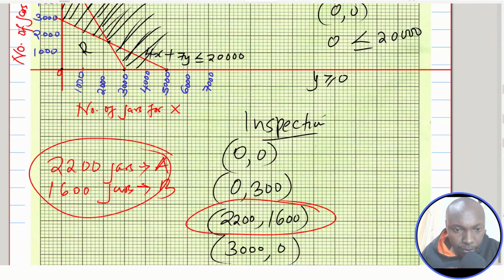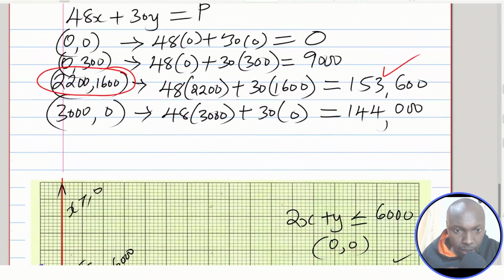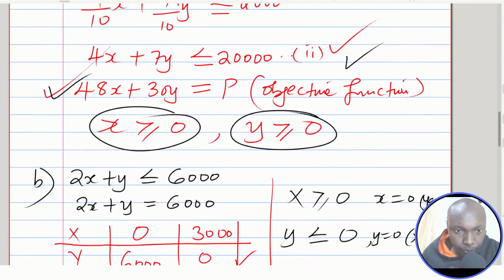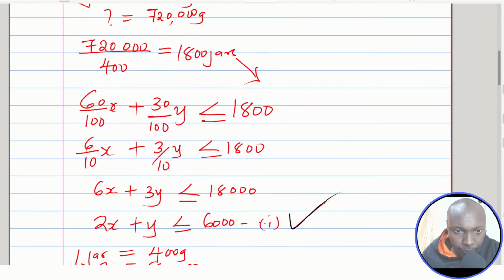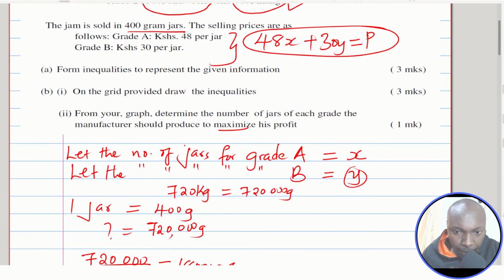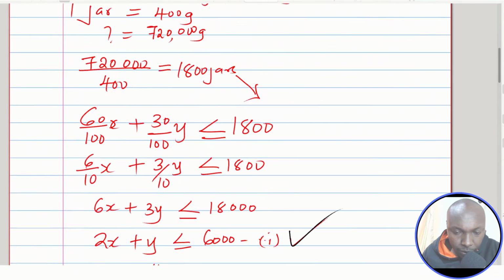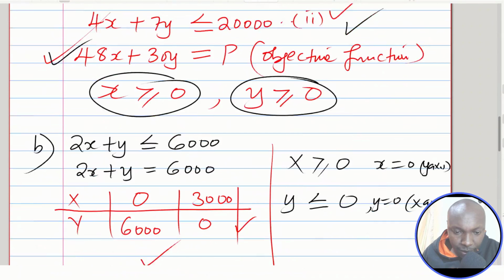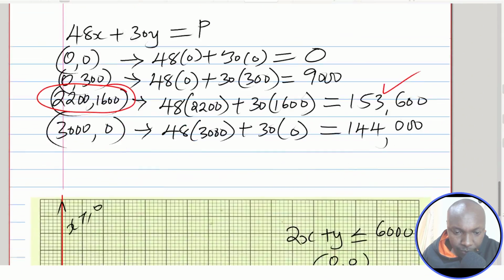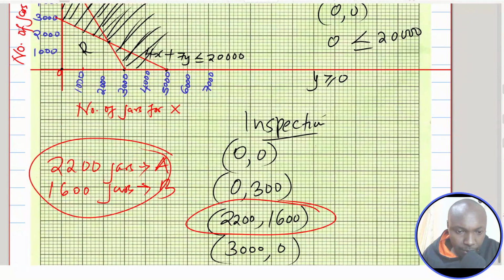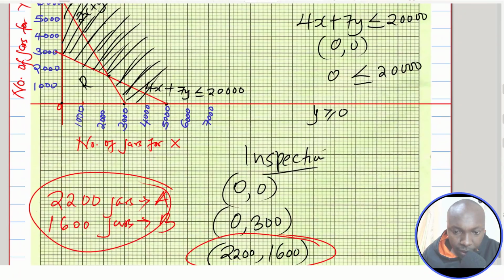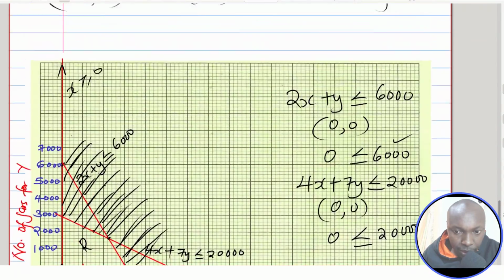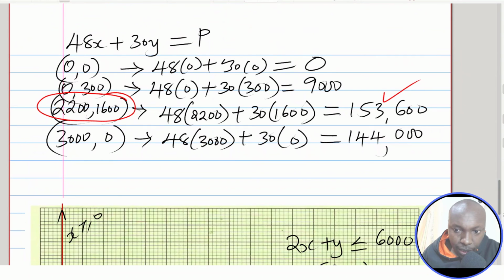So we have answered the question, because the question required us to determine the number of jars for each grade the manufacturer should produce to maximize the profit. So for grade A, we have obtained 2,200 jars, then for grade B, 1,600 jars, and we have done that after inspecting and substituting into the objective function, and we have noted that it is going to give us the maximum profit. That is how we're supposed to solve that question. Thank you.